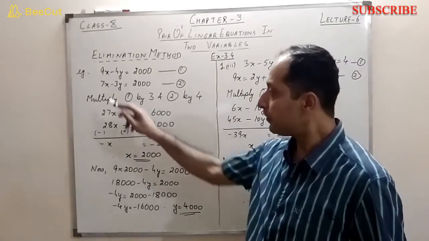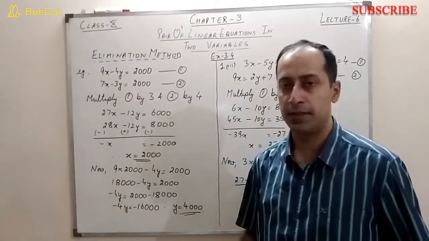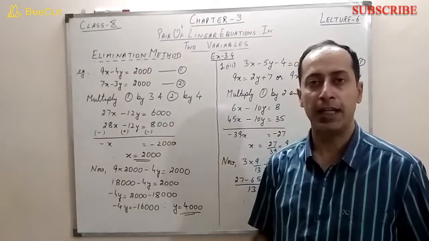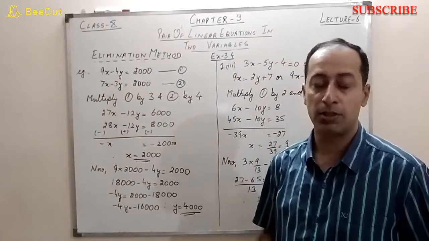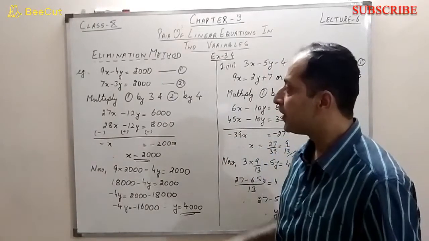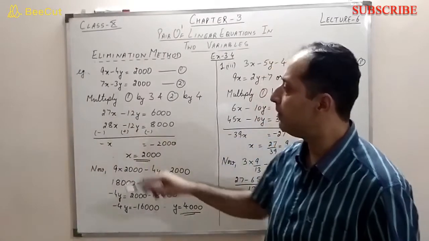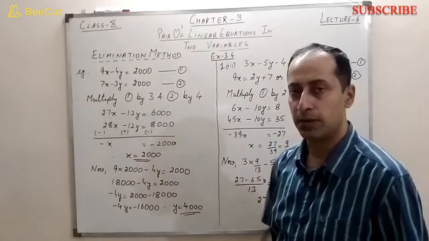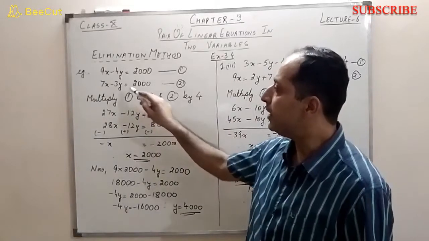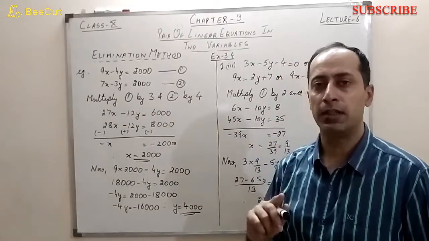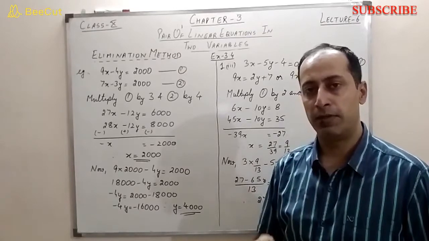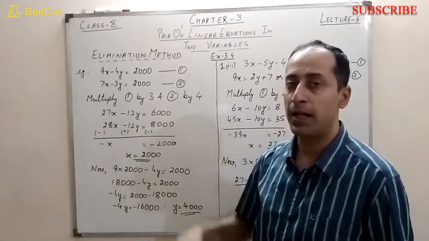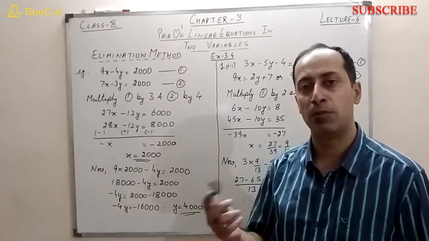That is, either we can make the coefficient of x equal in both the equations, or we can make the coefficients of y equal in both the equations. Now the question is how we have to do it, right? Now if you see the two equations, I have written multiply equation 1 by 3 and equation 2 by 4. First you have to think which variable's coefficient you have to make equal. So I am trying to make the coefficient of y equal in both the equations.